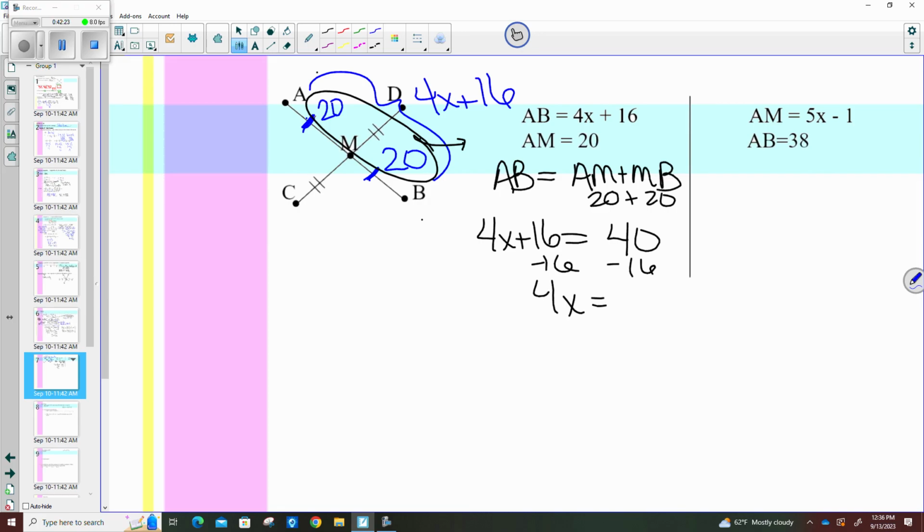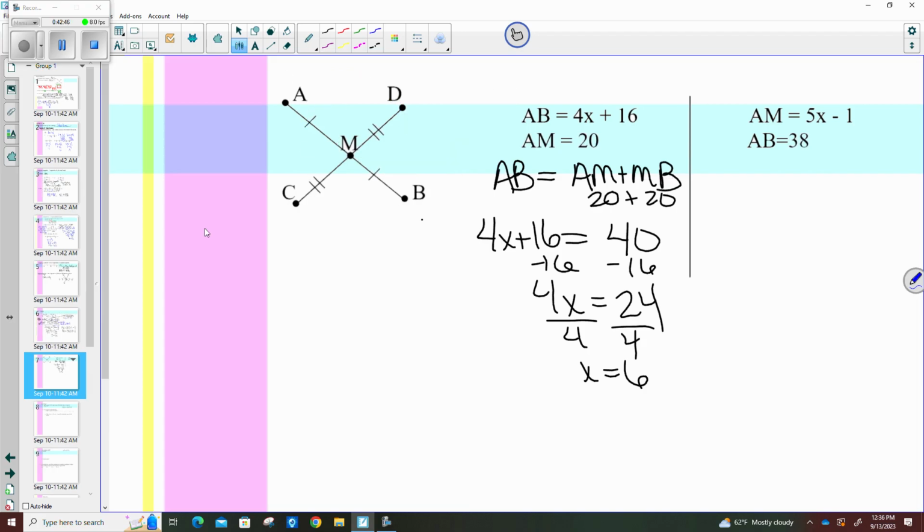So 4x is, and then, and what do we get? All right. Doesn't tell me to plug it back in, so we're just going to be done with that one. Now I want to look at the one next to it. This time, it gives me that AM is 5x minus 1, and AB is 38.